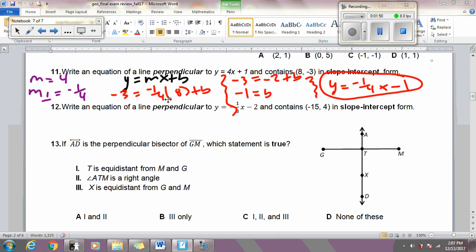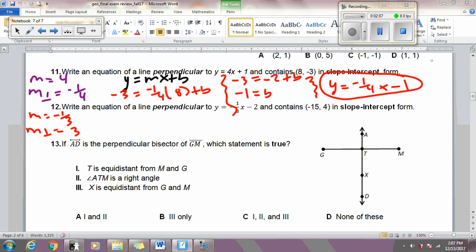Number 12 is just like number 11. So currently the slope is negative 1/3. So the perpendicular slope, again, has to be the opposite reciprocal. So that means positive 3 over 1, or just 3.